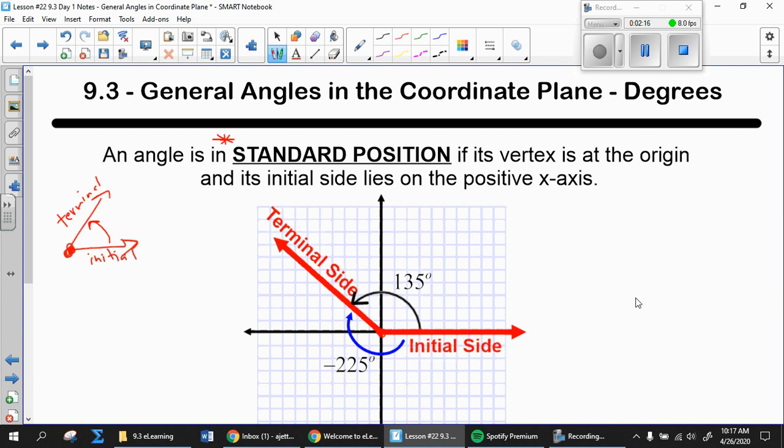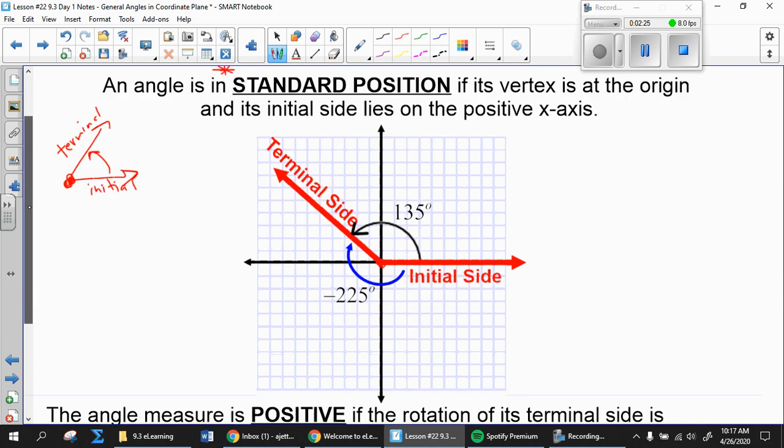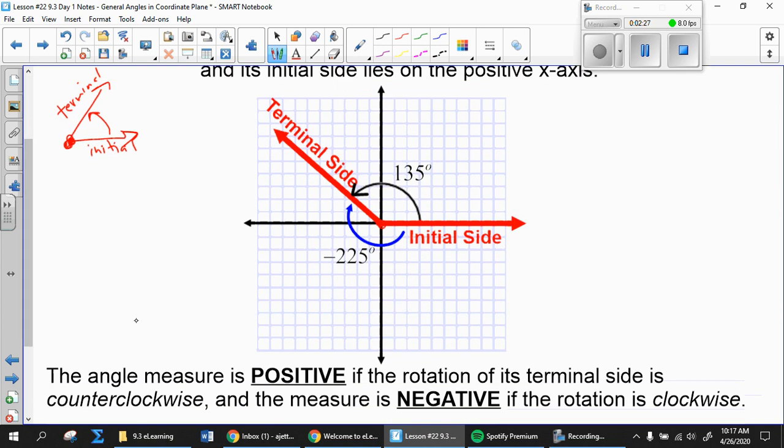And so like I said, what we're going to do is rotate around kind of in a circle to create our angle. And when I'm rotating, okay, we can rotate two different directions. We can rotate counterclockwise, okay, so the opposite of a clock, and that is going to give us a positive angle. Or if we have a negative angle, we're going to rotate clockwise.